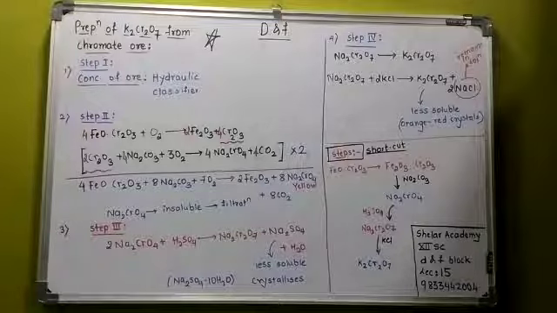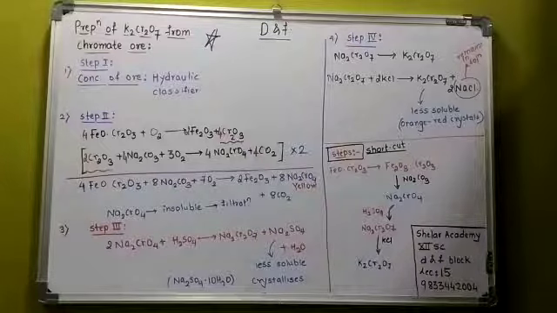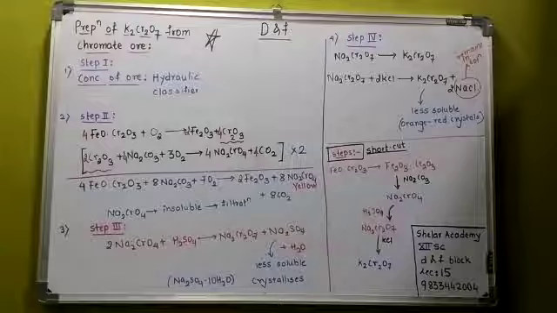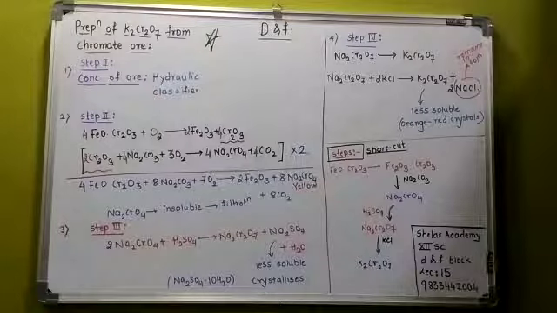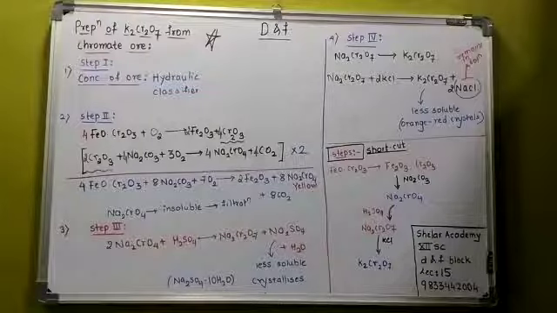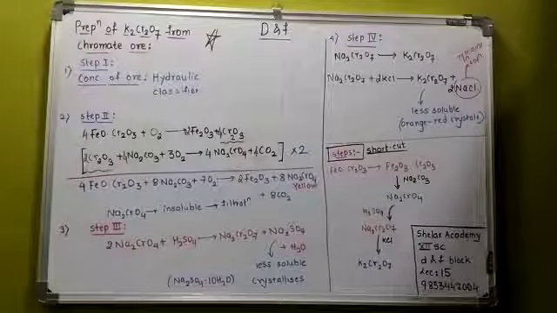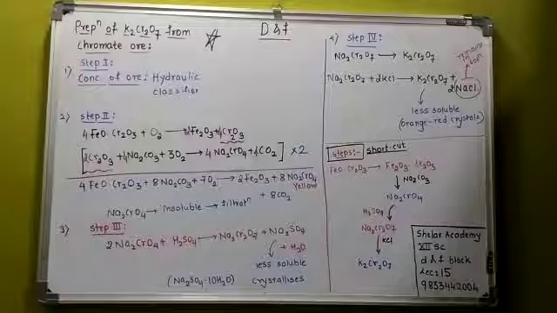The first step: we have that ore, and that ore has to be converted to K2Cr2O7. So in the first step, FeO·Cr2O3 is converted to Fe2O3·Cr2O3. Then it is reacted with Na2CO3, so it is converted to Na2CrO4. Then it is reacted with sulfuric acid to convert it into Na2Cr2O7. Then Na has to be replaced by K, so that is reacted with KCl, and then we get K2Cr2O7. That is the overall method of preparation of K2Cr2O7.